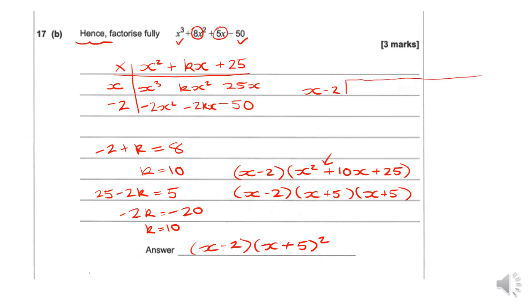So we're doing x minus 2 all into x cubed plus 8x squared plus 5x minus 50. I know I need to times by x squared to get me my x cubed, but then I look at what the negative 2 times x squared would be. Well, that would be negative 2x squared.